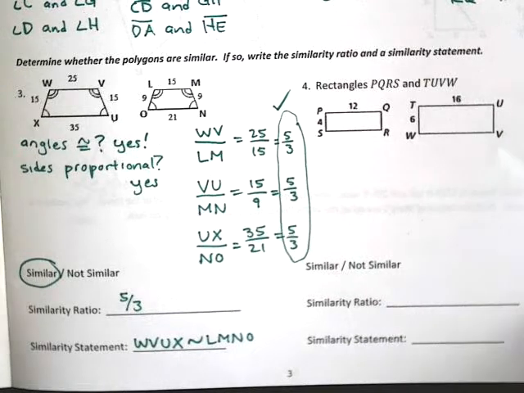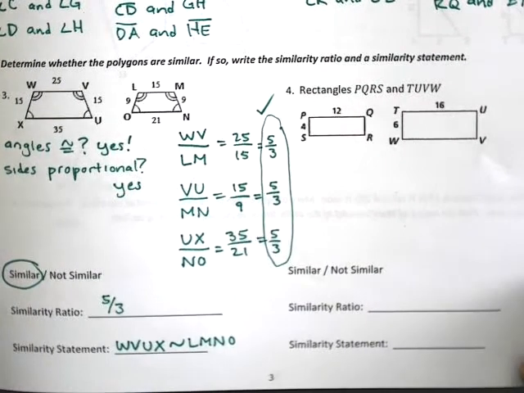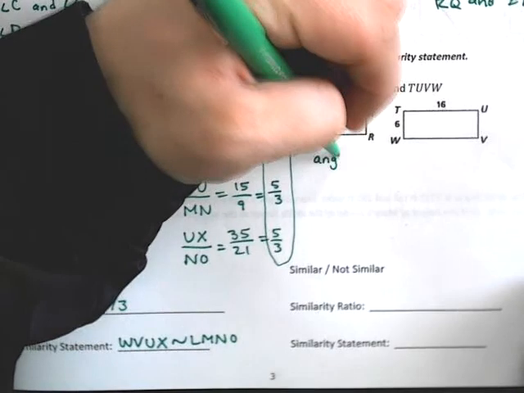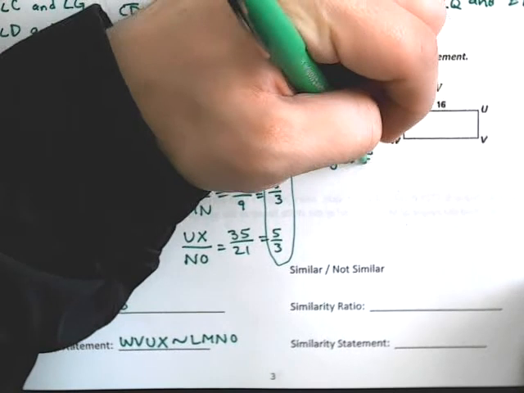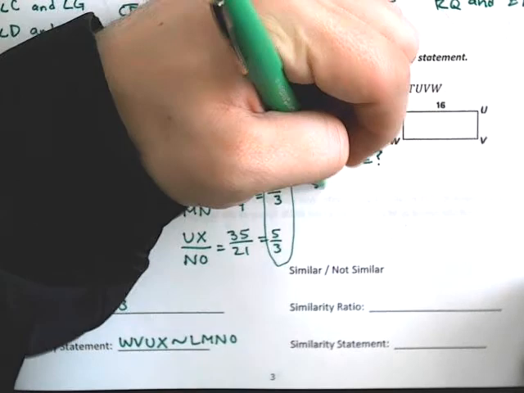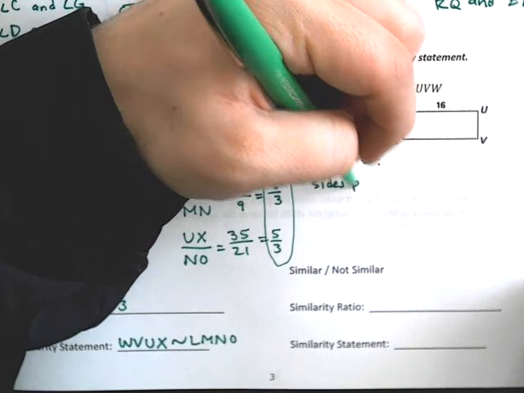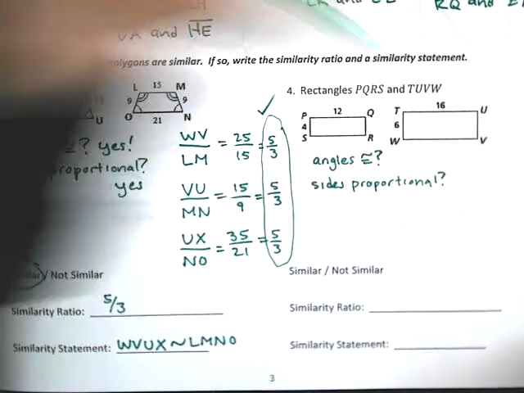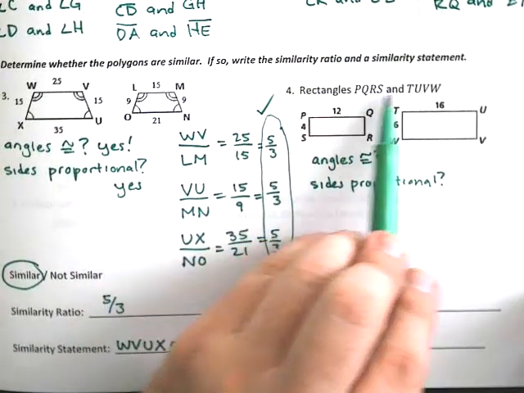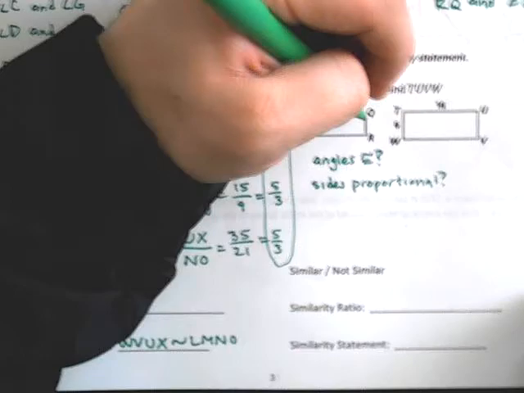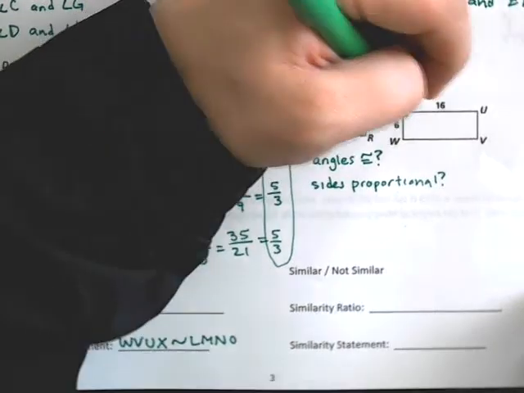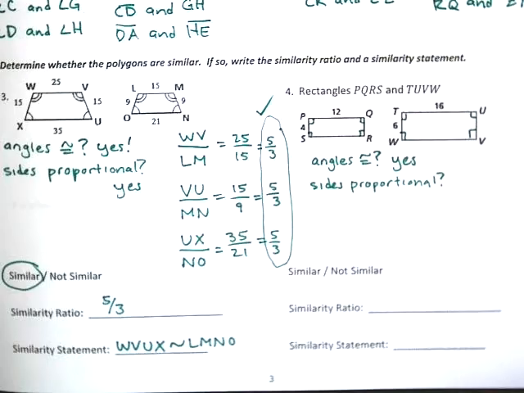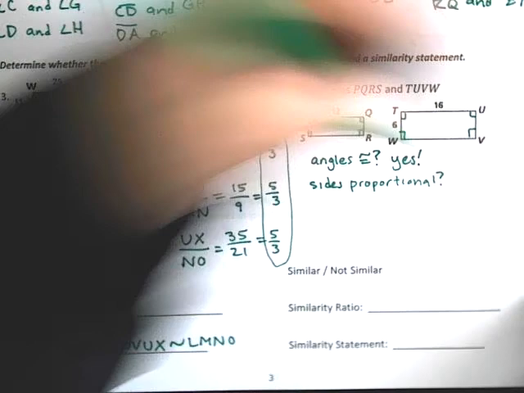Alright. Let's try another one. Again, I need to figure out what are the two things that I'm looking for. I need angles to be congruent, and I need sides to be proportional. Rectangles PQRS, TUVW, that means all of these angles are right angles, which means I don't even have to show any work. Yes, the angles are all congruent. I know it because they're all right angles.